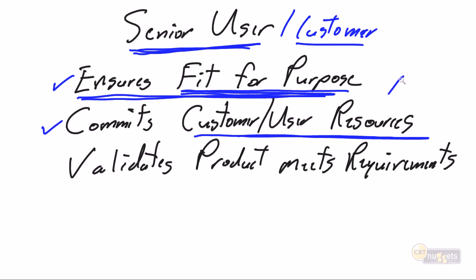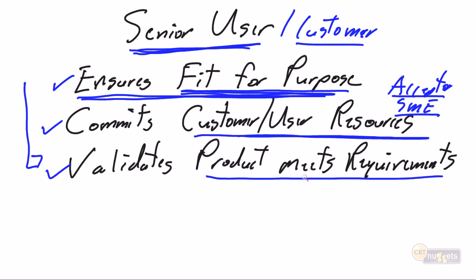So if we need an independent acceptor, or we need subject matter experts, or we need people to participate in customer acceptance testing, the senior user is going to be the individual who has the power and authority to commit specific others in their business unit to support the project. And consistent with our first statement, they're going to validate that the product meets the requirements.